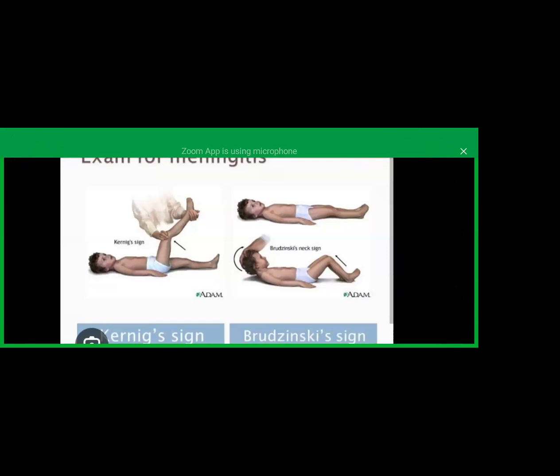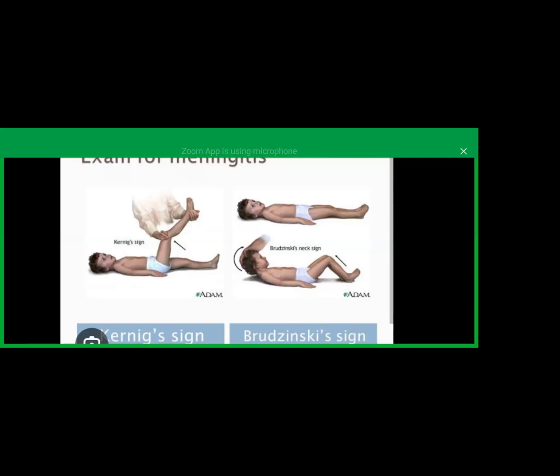You can see what the picture is showing in the Brudzinski sign. You put a hand at the back of the patient's head, trying to flex that neck. At the same time, you are encountering that resistance from flexing the neck, and the patient pulls the lower limb towards the abdomen. So you can see there's flexion at the thigh and there's flexion at the knee.